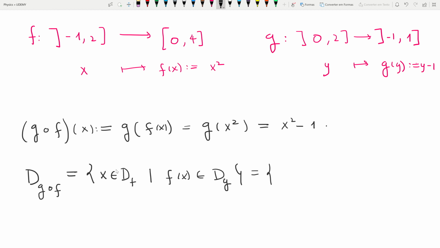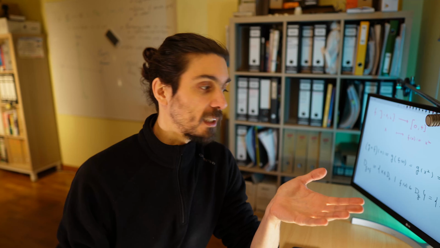Explicitly, now let's make explicit these two statements. So the domain of f is here. So we want those x's that belong to -1 up to 2. Now f of x is just x squared, and the domain of g is here, from 0 to 2. So this must belong to 0 and 2. Now you have just to do the calculation of the elements in this set.